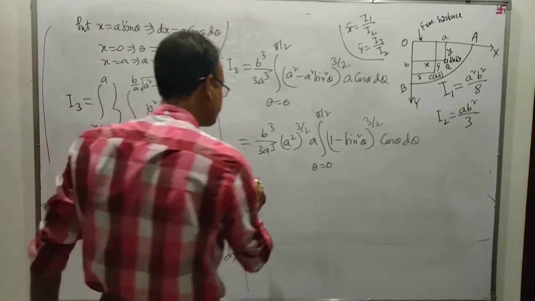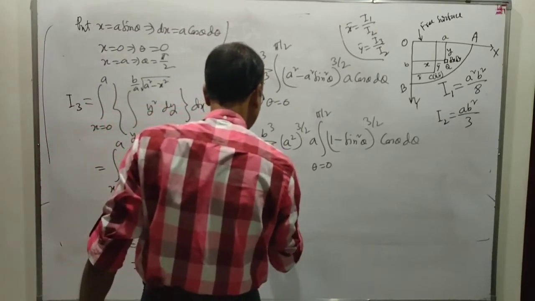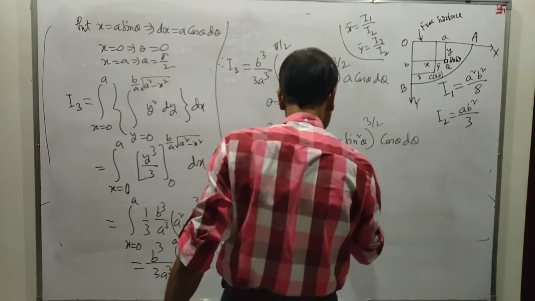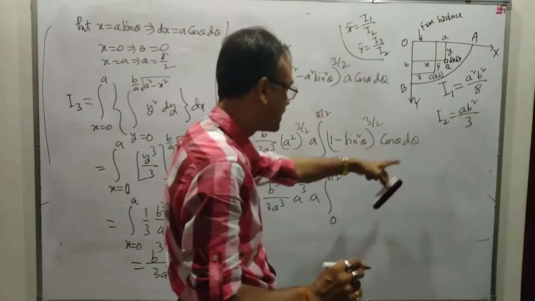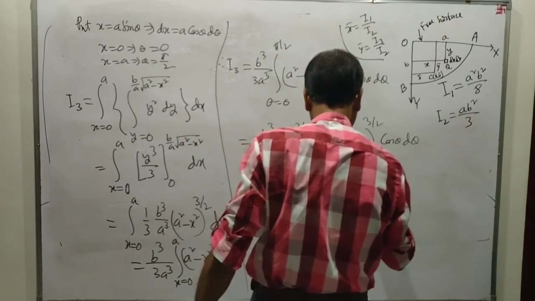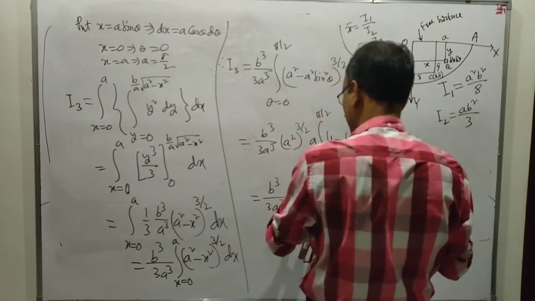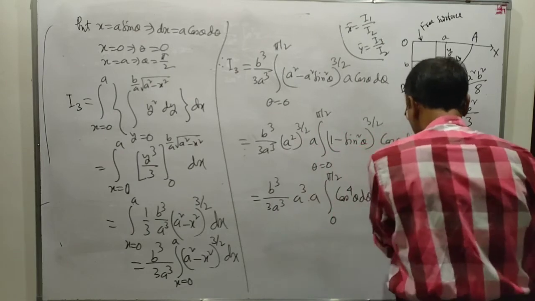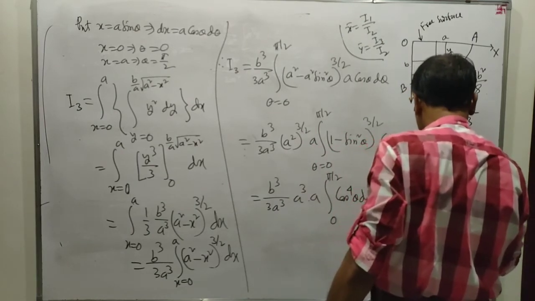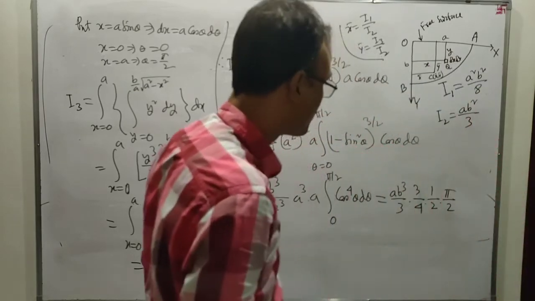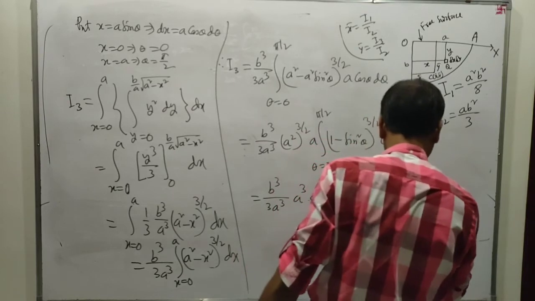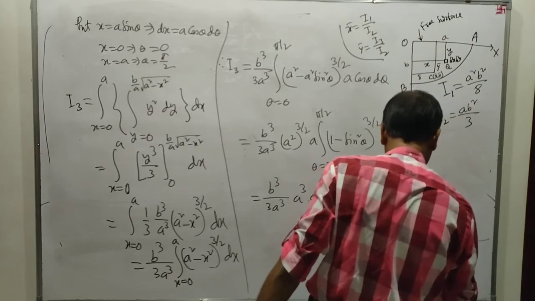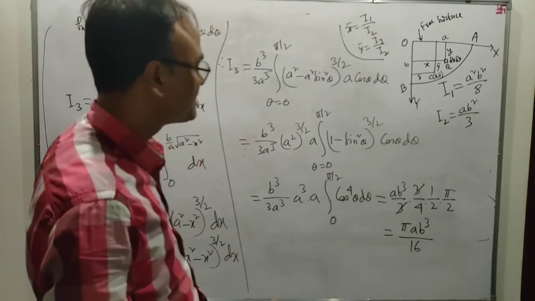cos theta d theta. This is equal to b cube by 3 a cube into a cube into a, integration 0 to pi by 2 of cos square theta, cos cube theta, cos to the power 4 theta. This is equal to a b cube divided by 3 into the integration, which will be 3 by 4 into 1 by 2 into pi by 2. The 3s will be cancelled. Pi a b cube divided by 16.